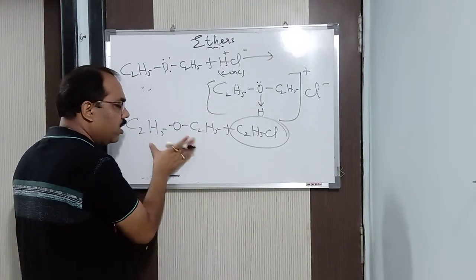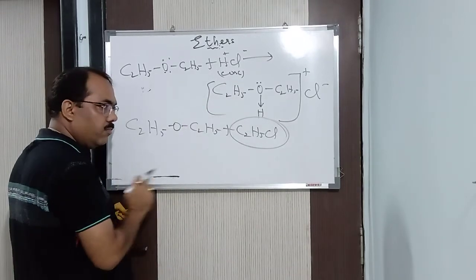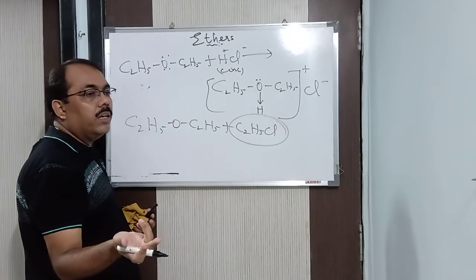You react with conc HCl. Now, ether is going to react with conc HCl, as you can see here. But will ethyl chloride react? No, not at all. Since it is being separated.